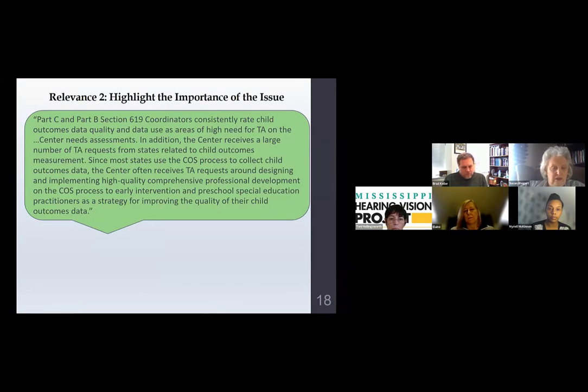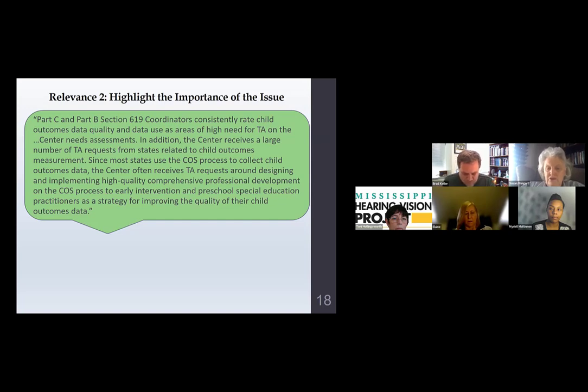So the second relevance measure asks the grantee how they ensure that the problem or issue is recognized as important. One grantee wrote, "Part C and Part B Section 619 coordinators consistently rate child outcomes, data quality, and data use as areas of high need for TA. In addition, the center receives a large number of TA requests from states related to child outcomes measurement.